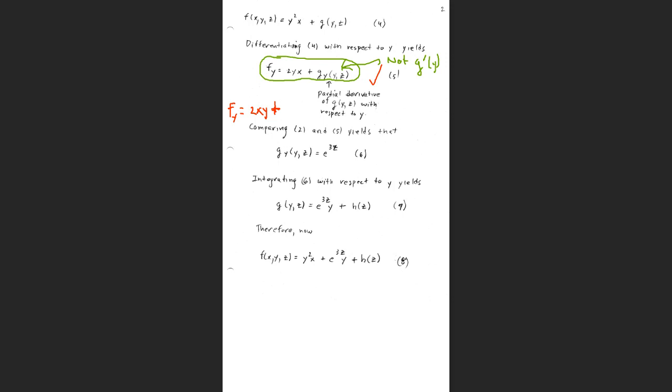The partial derivative of f with respect to y was equal to 2xy plus e to the 3z power. That was equation 2 from the previous page. So we're going to compare that equation to equation 5. And it means then that the partial derivative of g with respect to y would have to equal e to the 3z power. I'll number that equation 6. It helps a lot when you number the equations.